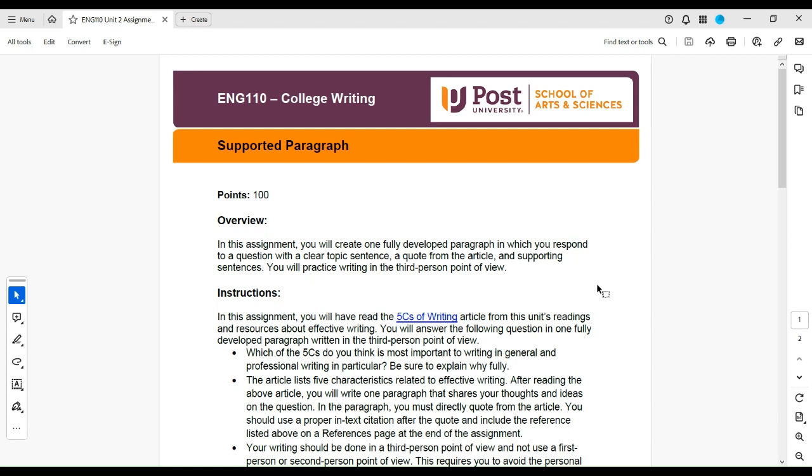But I think what is key here is that you're not only going to be answering the question of which of the 5 C's you think is most important, you're not only taking that stance, but you're also going to be providing evidence from the article to support that stance. This paragraph is also kind of a departure from what you've done up to this point, because rather than writing in the first person, so in other words, using pronouns like I, me, my, that reflect your own perspective, you'll be writing in the third person perspective.